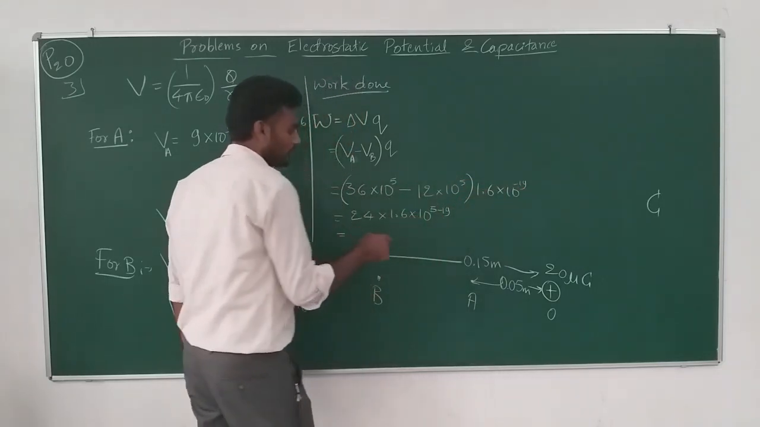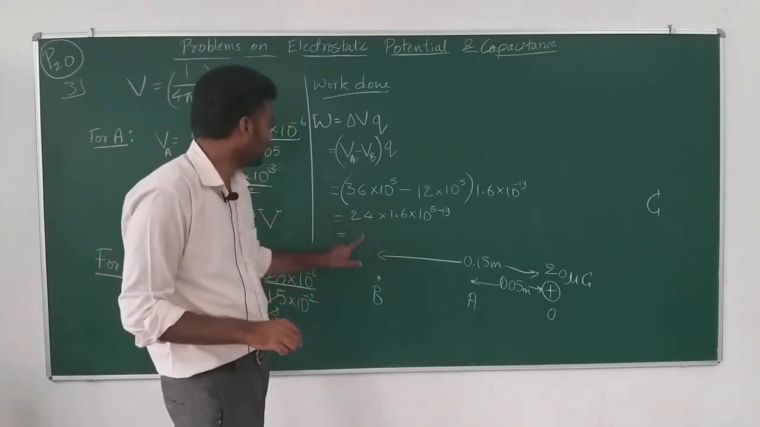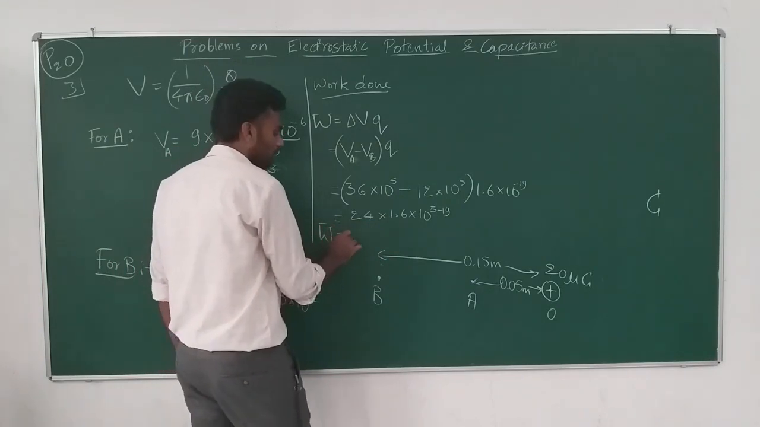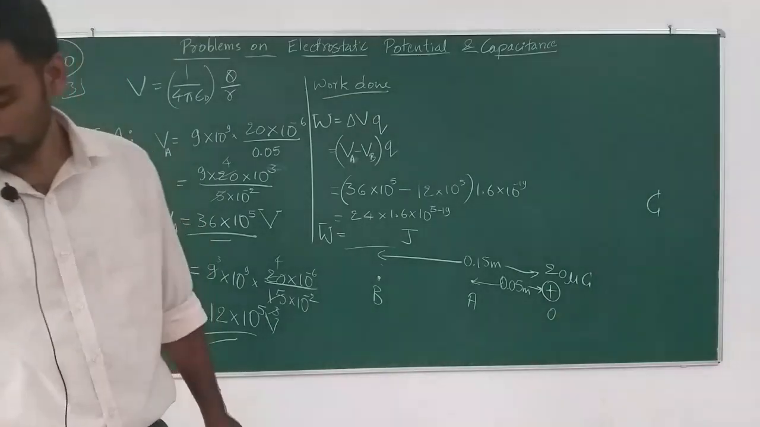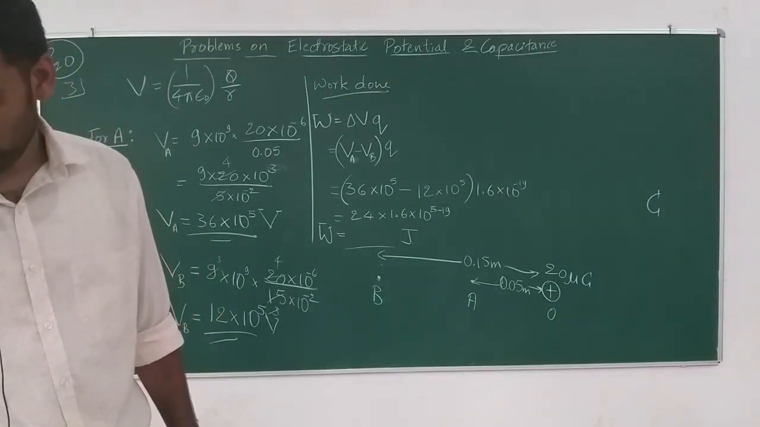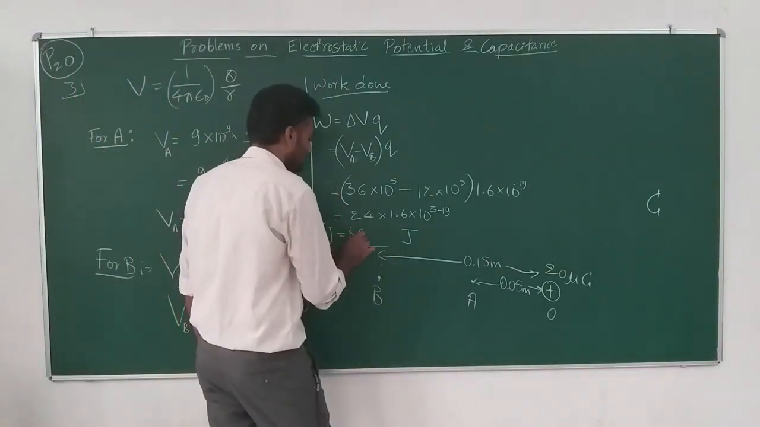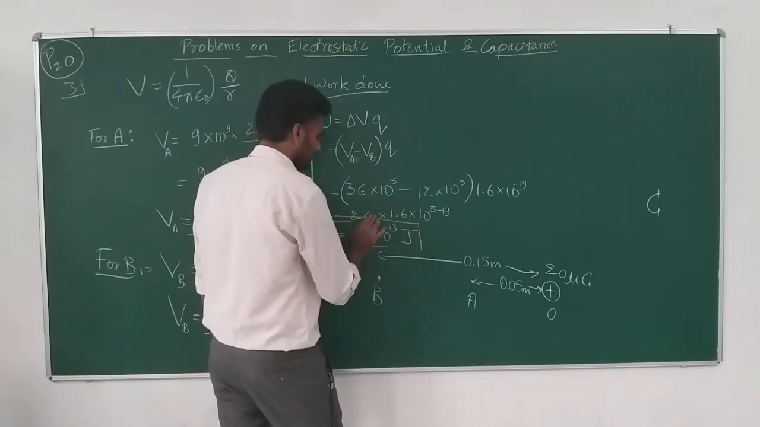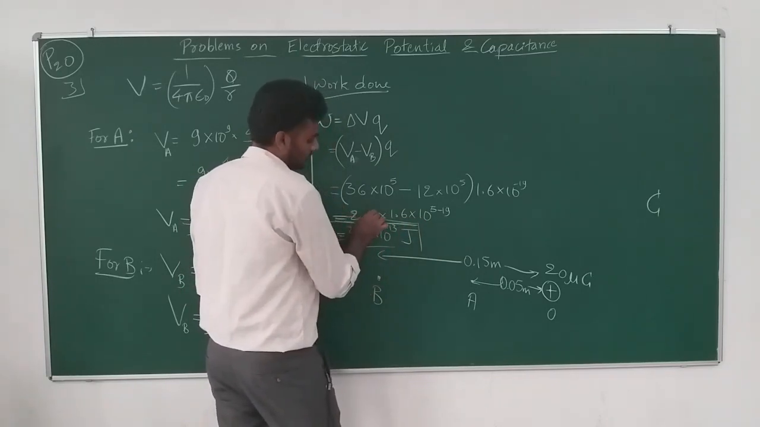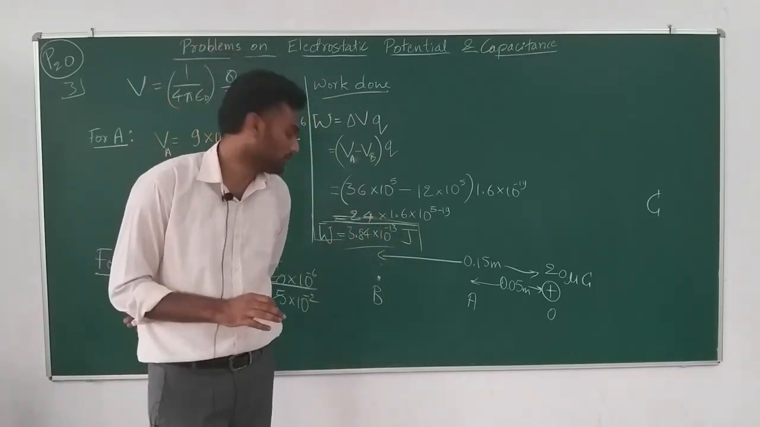You should simplify this, don't leave it as it is. Make use of the calculator, find the final value and put the value: W is equal to so and so joules. What is the actual value? The amount of work is 3.84 into 10 to the power of minus 13 joules. Clear with this? So this is the total amount of work that I need to do.